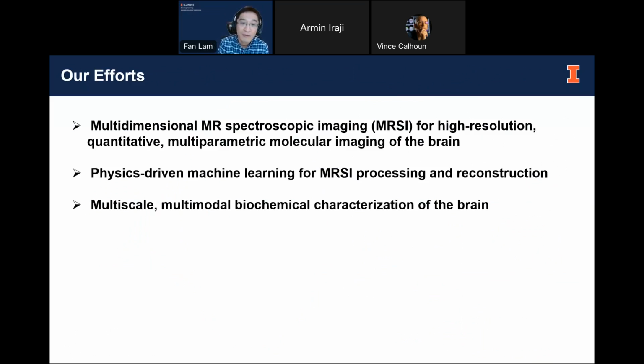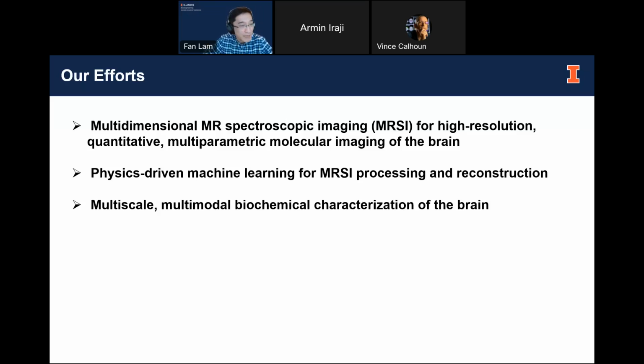First, trying to develop new techniques to allow higher resolution, more quantitative, multiplex molecular imaging of the brain. And secondly, leveraging the recent advances in machine learning and deep learning to integrate physics-based modeling and data-driven machine learning strategies to develop new techniques that allow us to enhance the data processing, image reconstruction, and quantification process for higher dimensional MRSI data, which I will get into in more detail later.